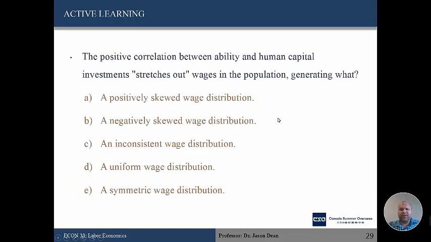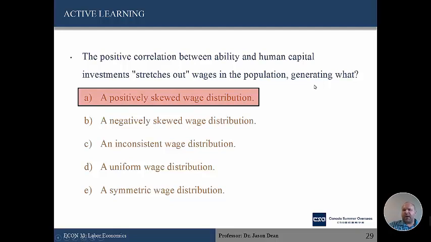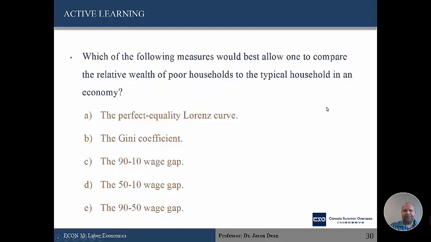The positive correlation between ability and human capital investment stretches out wages in the population, generating what? Take a look, perhaps pause the video. At the beginning of the lecture, we know that the answer is a positively skewed wage distribution. This means there's a long tail to the right.